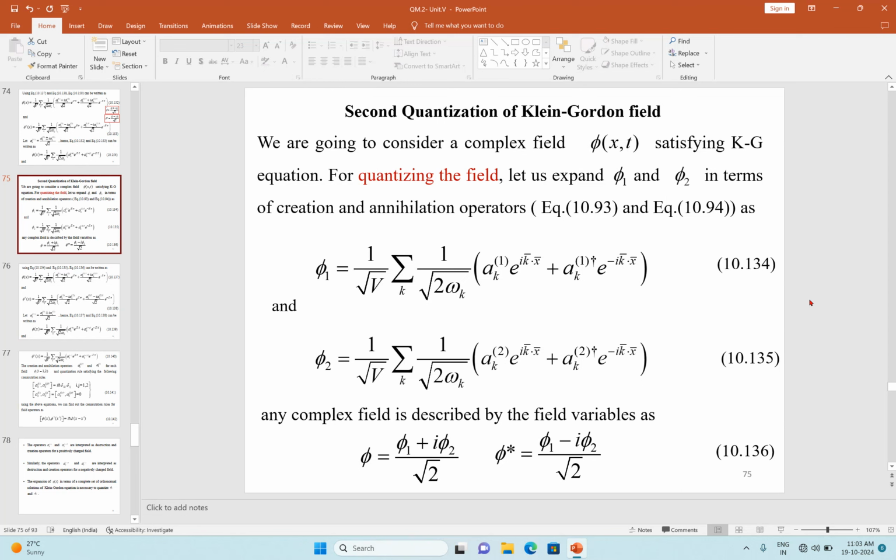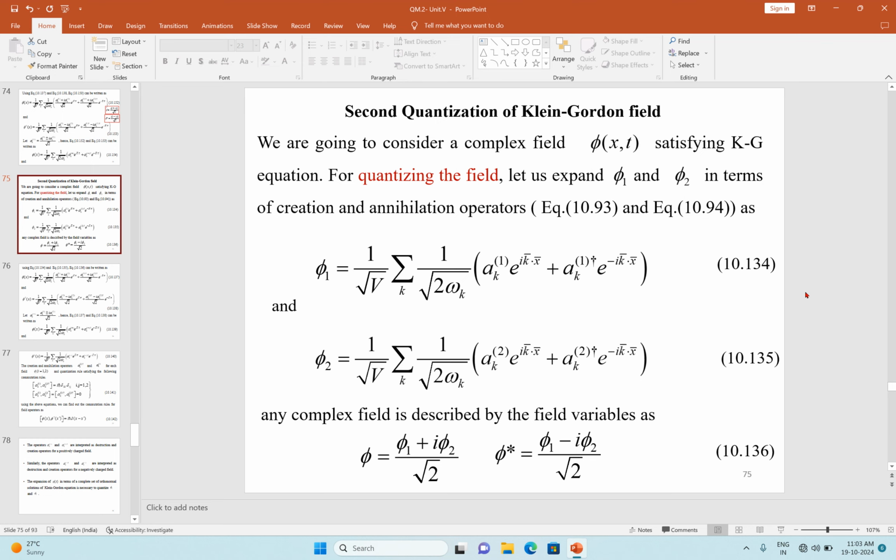Good morning, students. We have come to the end of Unit 5. This is the last topic in Unit 5 in Quantum Mechanics 2. So this is about second quantization of Klein-Gordon field. And of course, in this session, we are going to quantize the field.